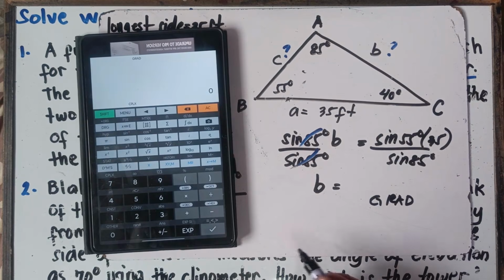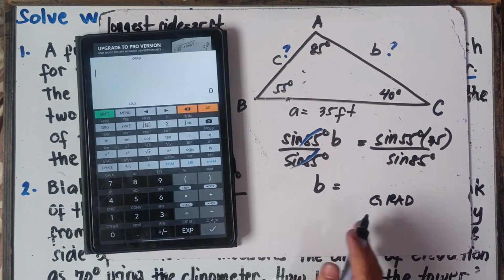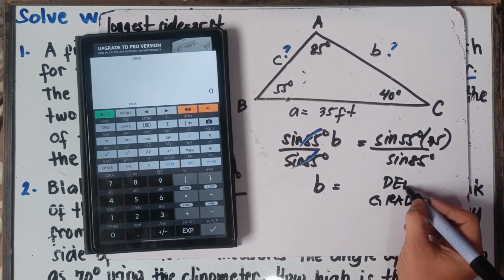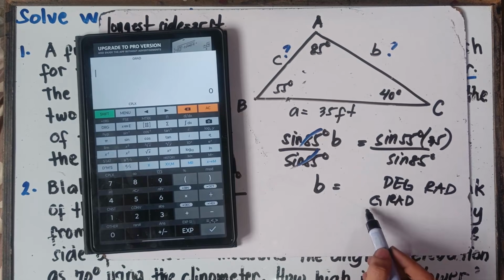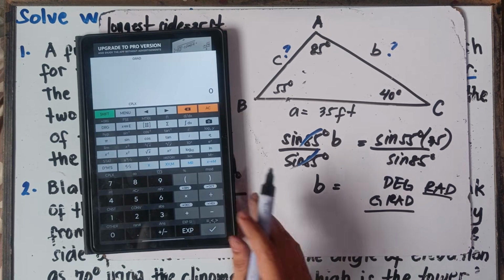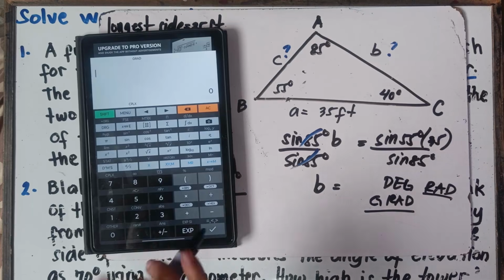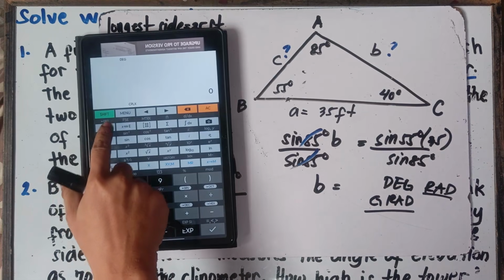G-R-A-D. This will be gradient, class. Of course, class, you will commit a mistake if your mode is degree or radiant. Sometimes, class, if your mode is gradient or radiant, you will commit a mistake. Make sure, class, that your mode is degree. So you change this mode, class, into degree.